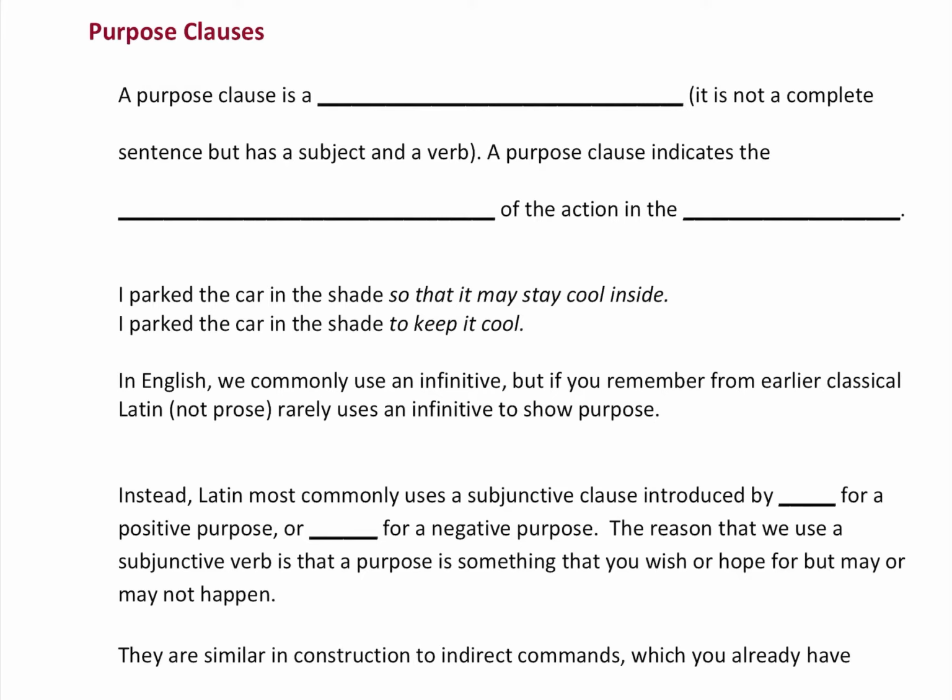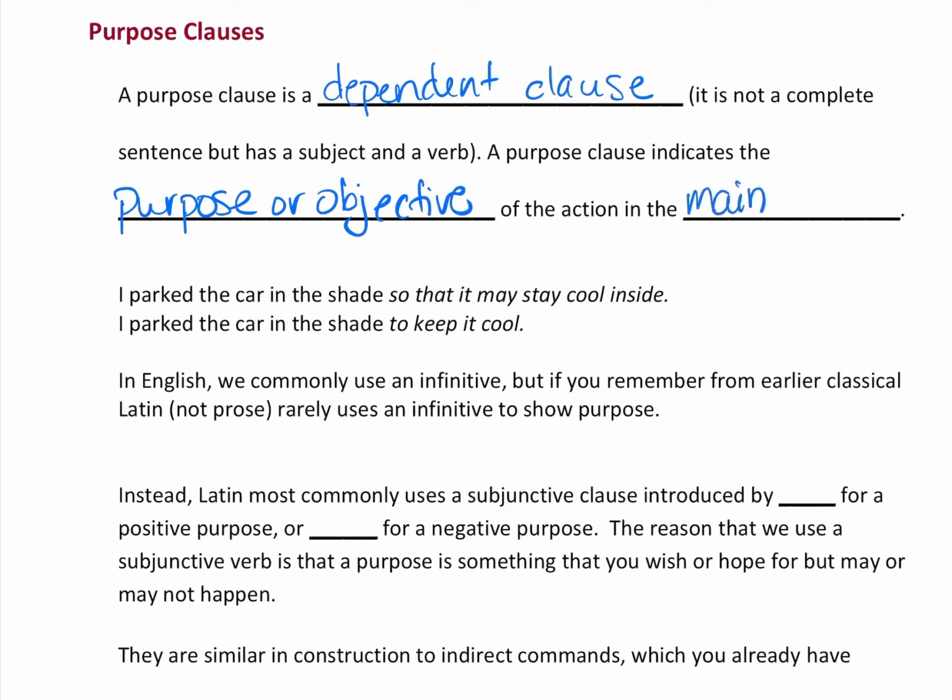So purpose clauses are actually pretty easy. A purpose clause is a dependent clause. And if you remember, a dependent clause means it has a subject and a verb, but it doesn't make sense. It's not a complete sentence. And a purpose clause indicates the purpose or objective of an action in the main clause, and we would also call that an independent clause because it can stand alone as a complete sentence.